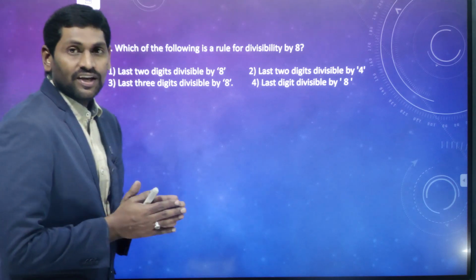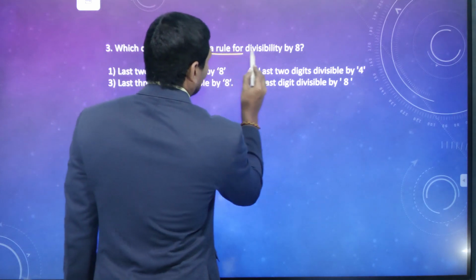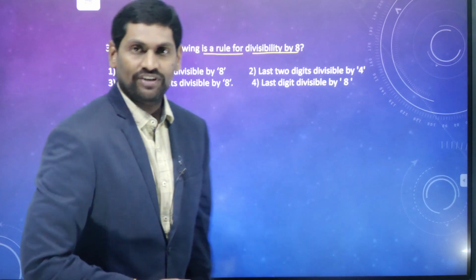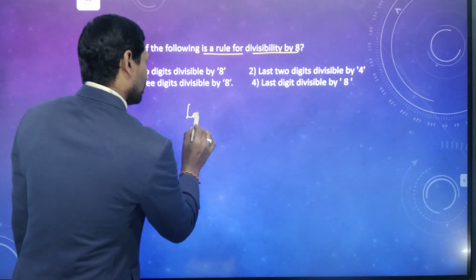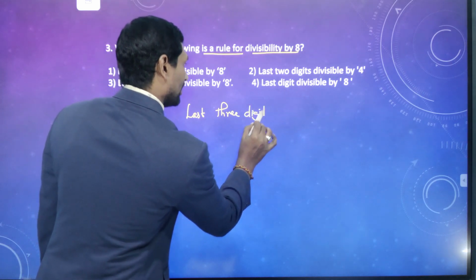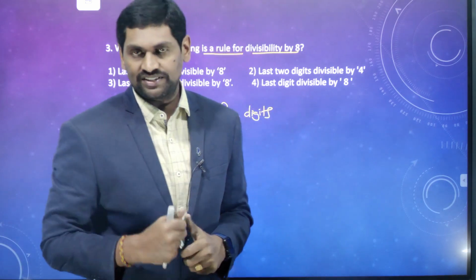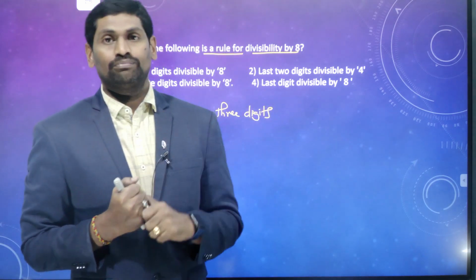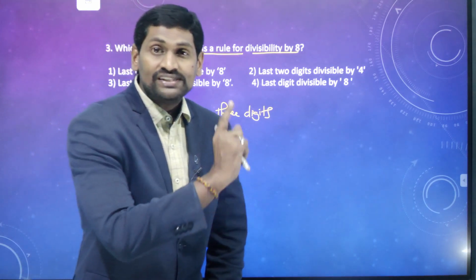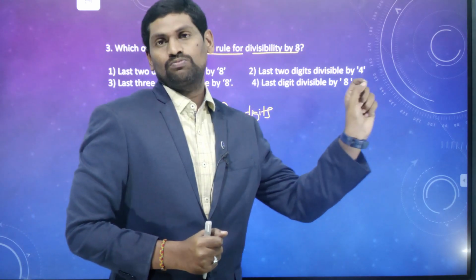Which of the following is a rule of divisibility of 8? Just now we discussed the last three digits of a number. Last three digits are the ones place digit, tens place digit and hundreds place digit. If the last three digits of a number are zeros or divisible by 8, then the entire number is exactly divisible by 8, that is, without leaving any remainder.